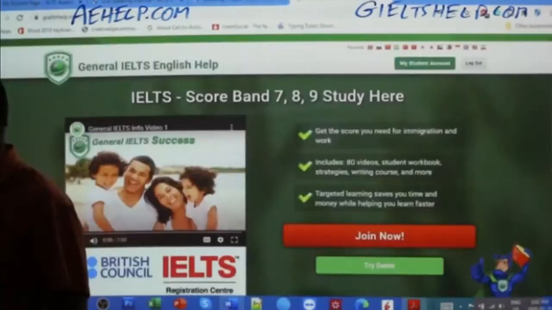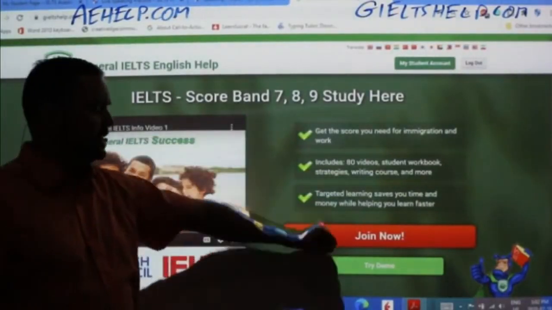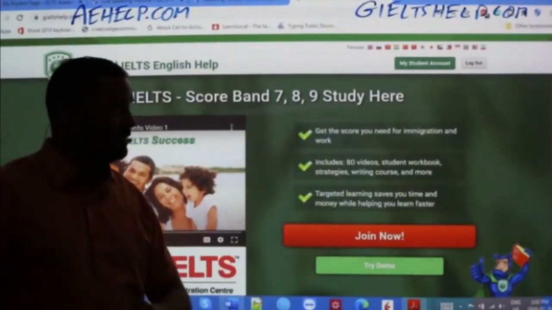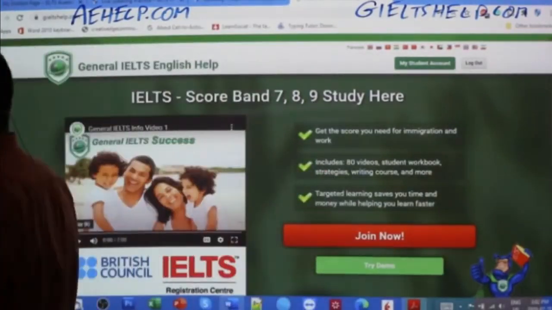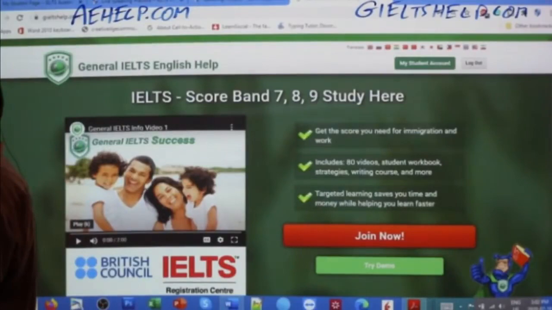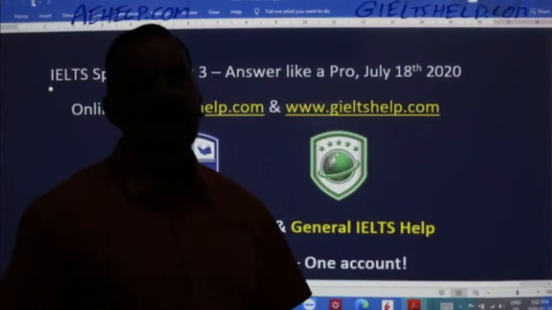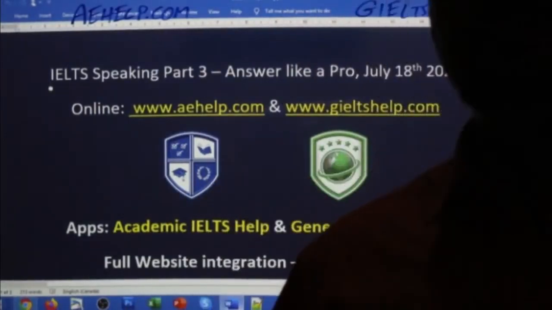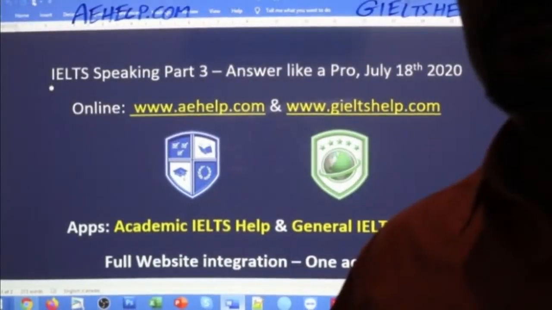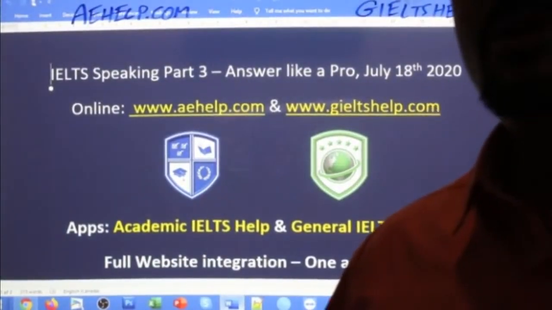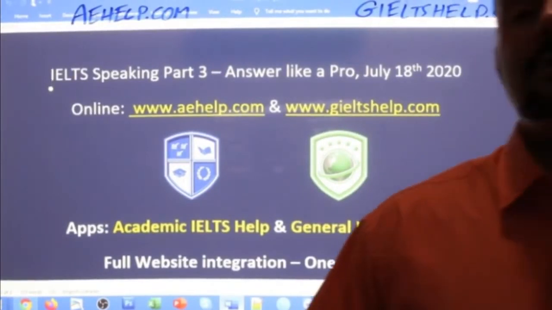For general IELTS students, it's the same idea, green background. You can click the premium package with the red button, or try it for free with the green button and then get access to that speaking. So the first tip for speaking like a pro is lots and lots of practice, and we have that available for you absolutely free on our websites. So definitely practice as much as possible. Reach out to other students, say hello to them.